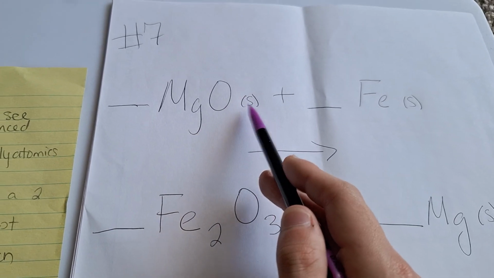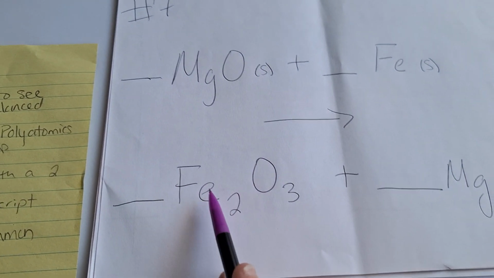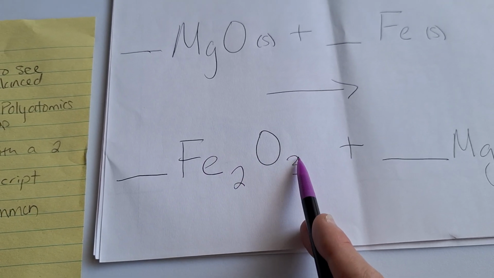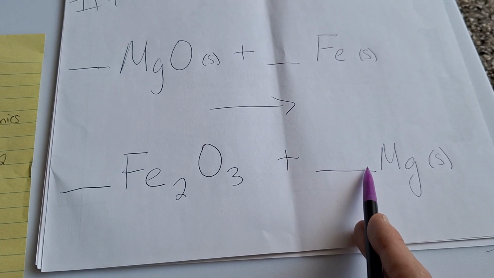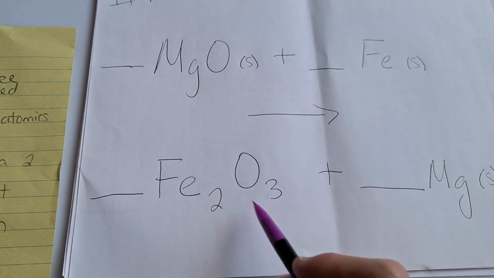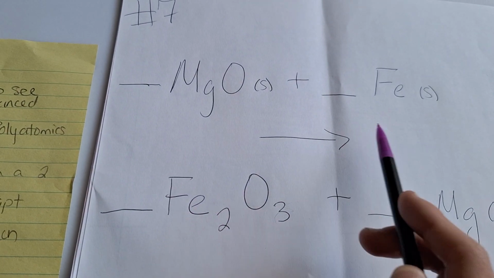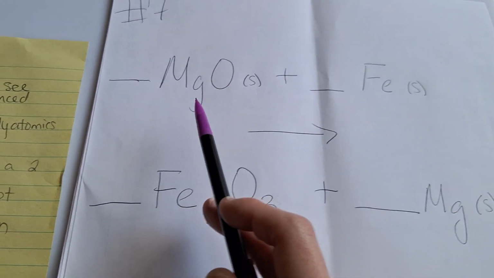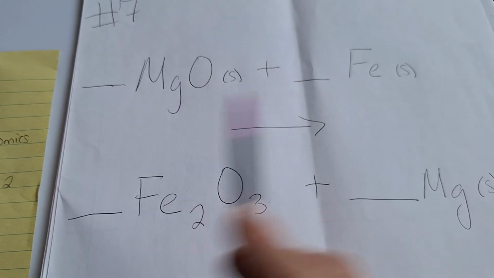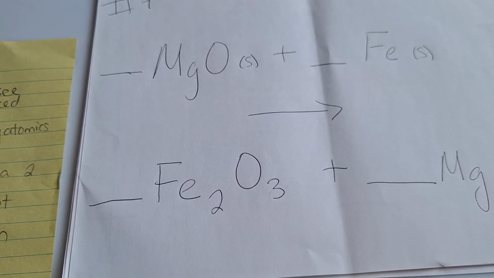Magnesium oxide and iron react to produce iron 3 oxide and magnesium. I say iron 3 oxide because of this 3 here. We have 2 irons here, 1 iron there, so it's not balanced. 1 magnesium here, 1 magnesium there, 3 oxygens to 1. So we can't do all that. We need to balance out the irons.